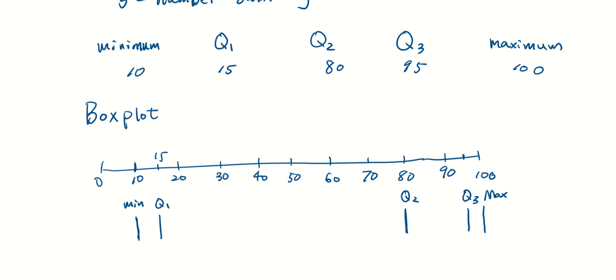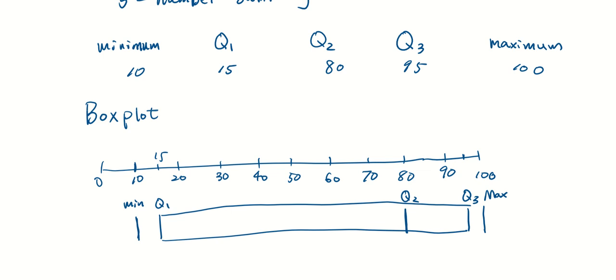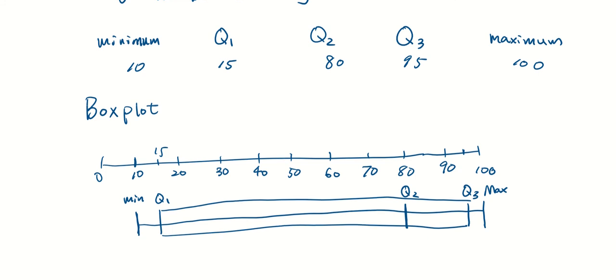For Q1, Q2, Q3, you draw a box. And then, there you go. That's the box plot for this set of data, showing the 5-number summary. Now, if we're given a set of data, how do we draw a box plot?